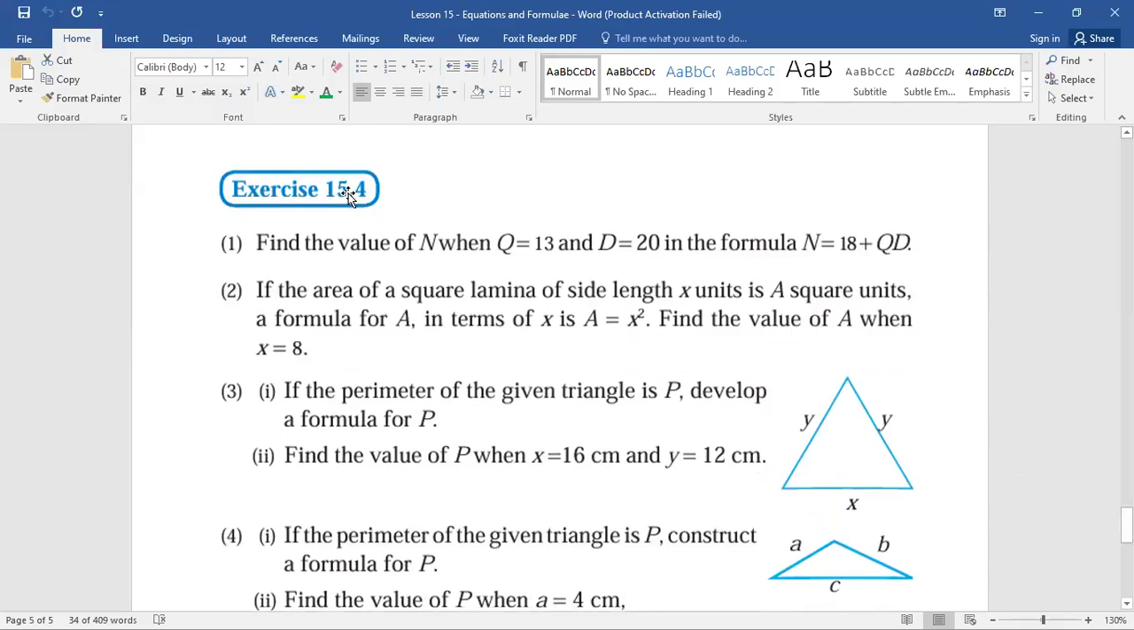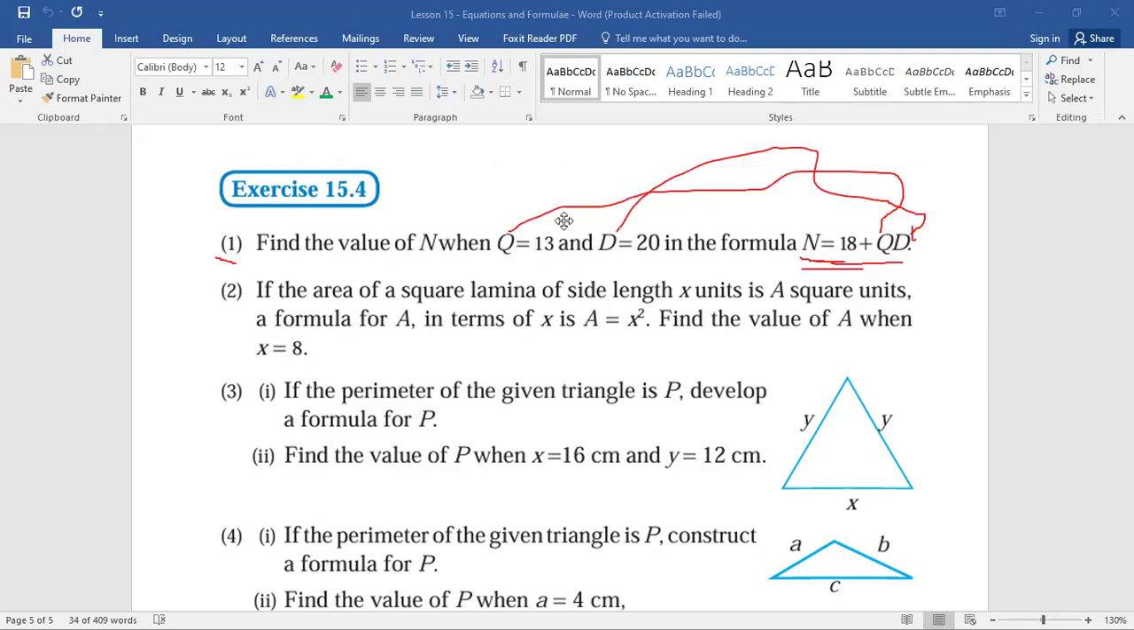Right. Shall we do the first one? I need to see whether you get this or not. No need to write the question. Just write the formula, substitute the values here and here, and send me the answer. Do it fast. I want to see who finishes first.